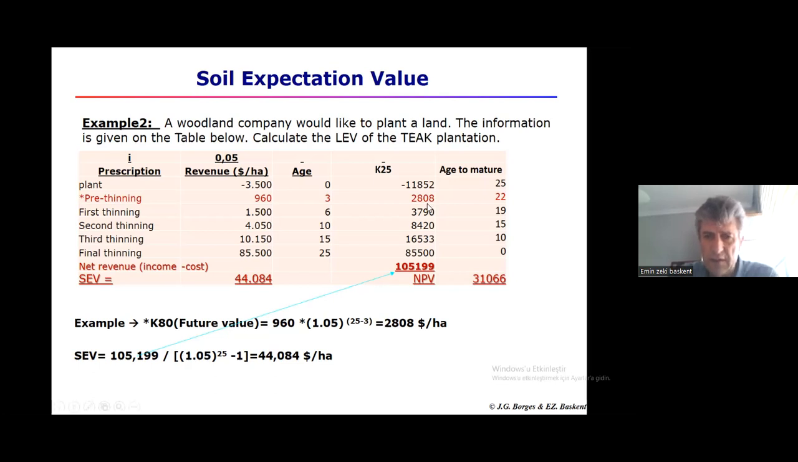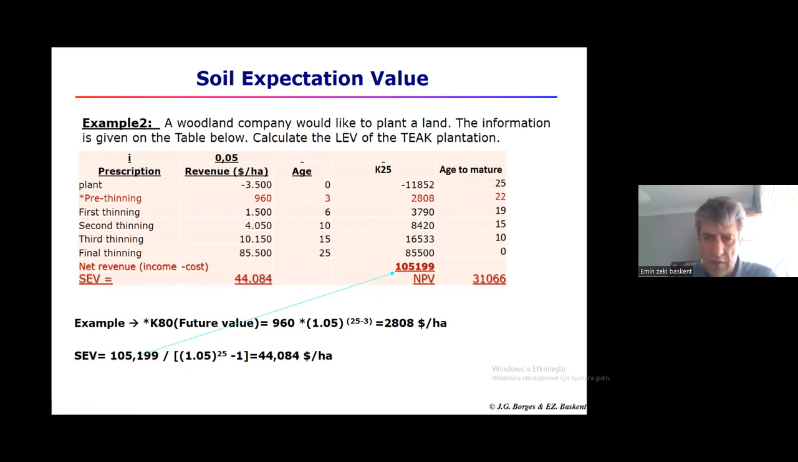For instance, to calculate the future value, as you can see in the column K25, we have to find out the number of years to go to the end of the rotation period, starting from the silviculture treatment. For instance, take a look at the first thinning. The first thinning happens at the age of 6. How many years to go to the end of 25 years? 25 minus 6 equals 19. So we have to get the future value of the first thinning over 19 years.